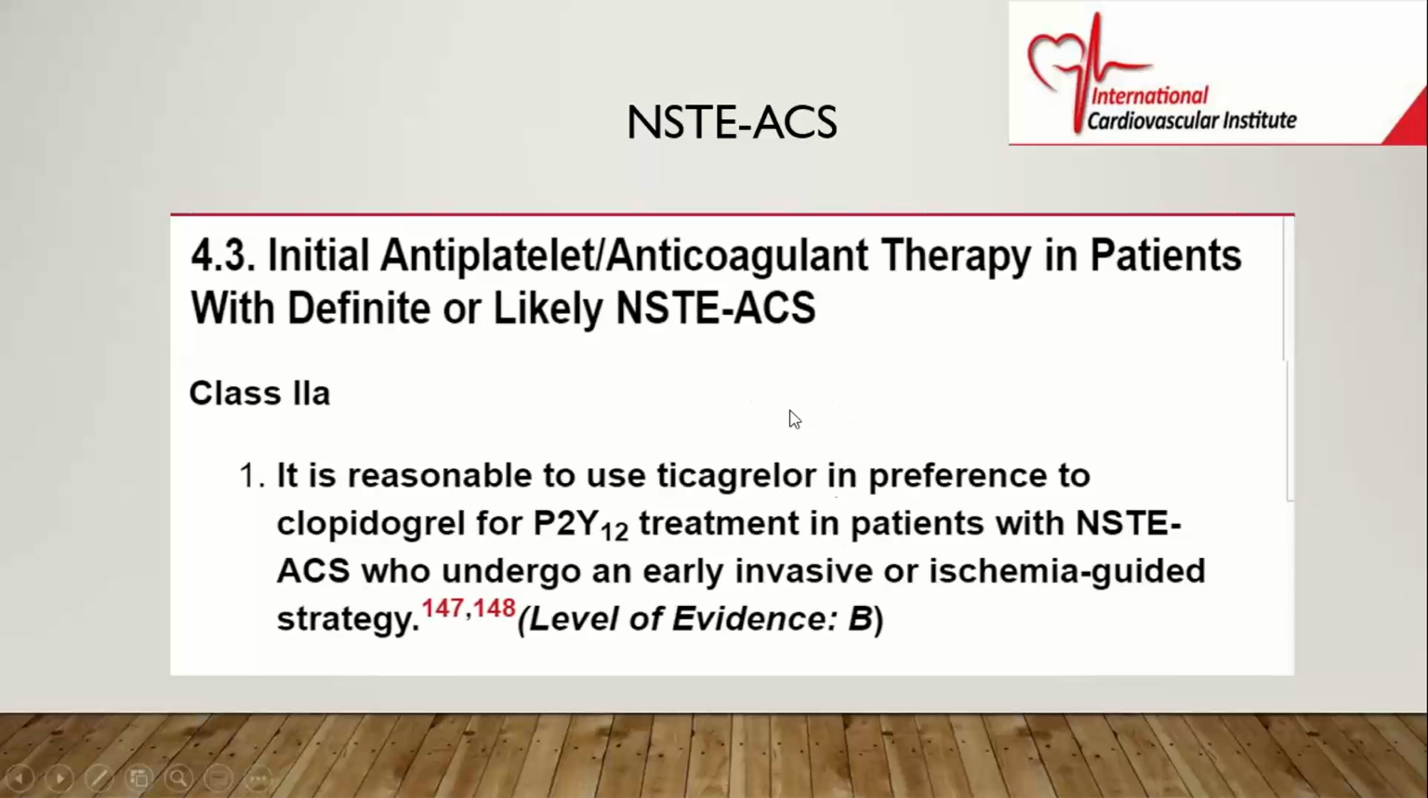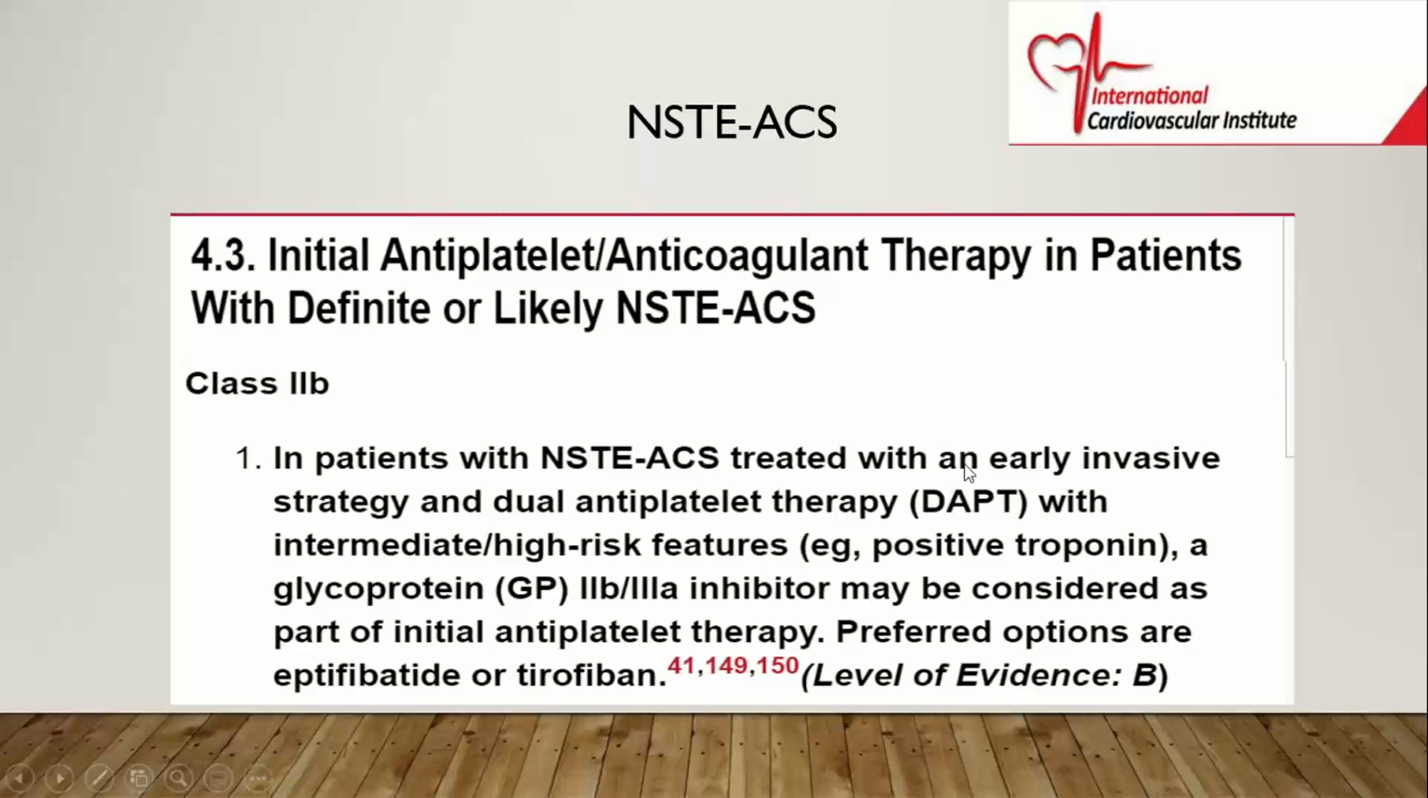Ticagrelor is probably a better drug. So in most of the head-to-head studies, ticagrelor won. So if you can use ticagrelor, use it. So again, the DAP therapy, dual antiplatelet therapy, that is aspirin plus one of the P2Y12 inhibitors. A million years ago, we had glycoprotein 2B3A. This is a very potent antiplatelet, intravenous. It's still used very, very rarely. Only physicians need to know about this.